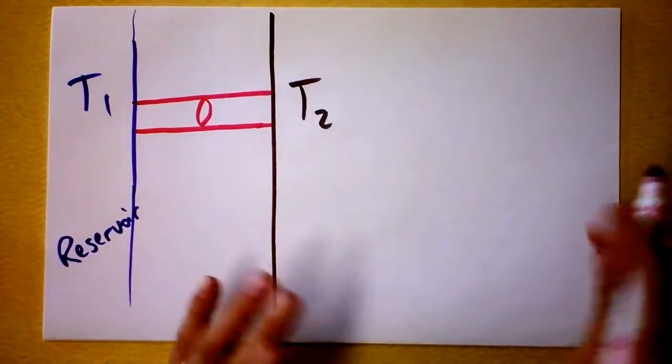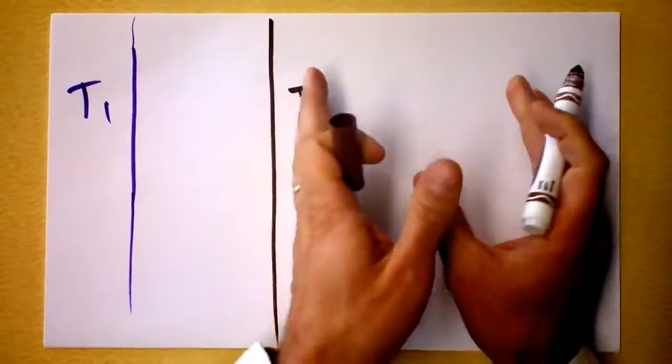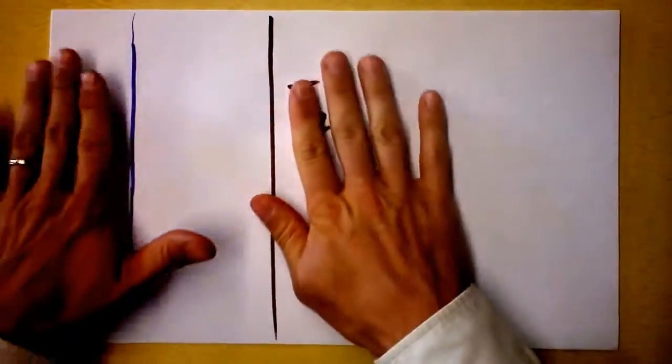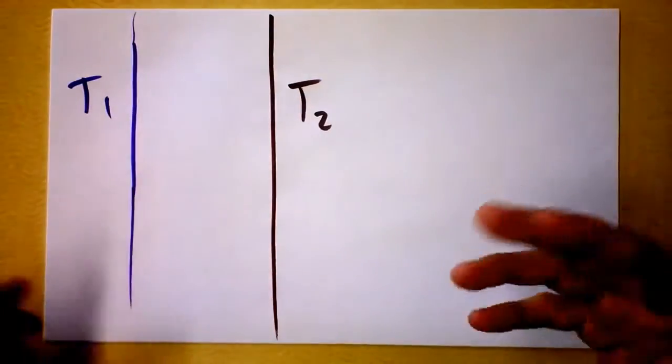It's a temperature reservoir over here, and it's got this other temperature, and they're different temperatures, and this is really big and that's really big, and they're not going to change their temperatures. That's the essence of a reservoir.